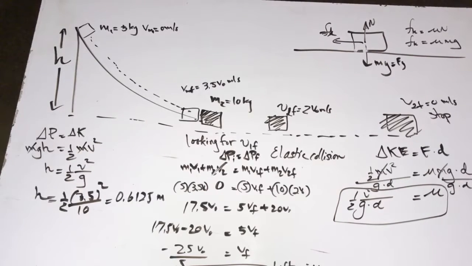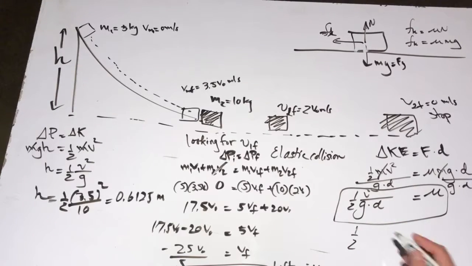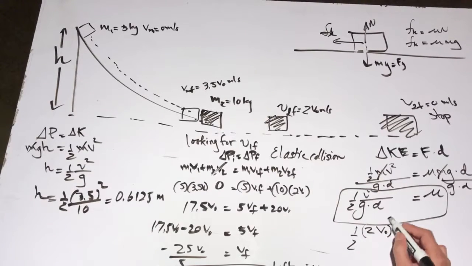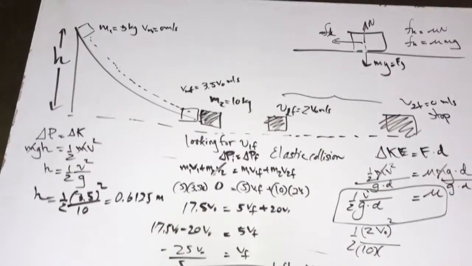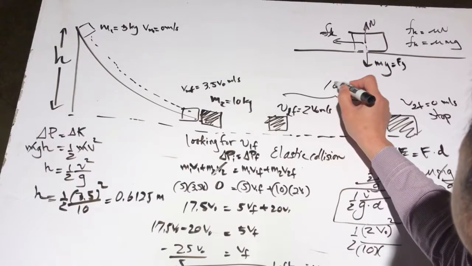Now I'm just going to replace the numbers to figure out what the coefficient is. 1/2, my velocity is that velocity, 2 v0 squared, divided by 10, that's gravity. The distance, let's look at the question to see whether or not they tell you what the distance is. The distance, I'm just going to put it as 10 meters.